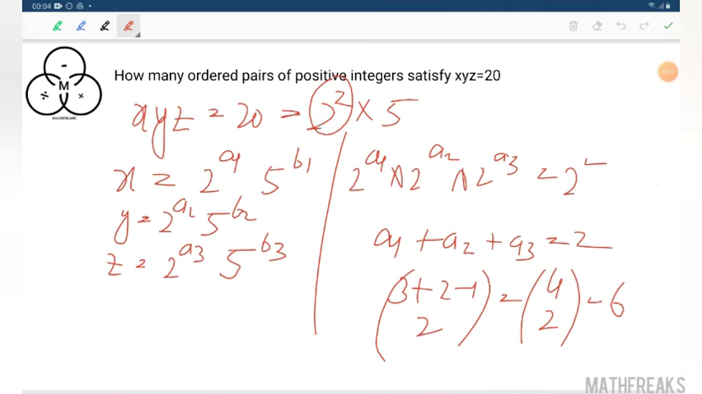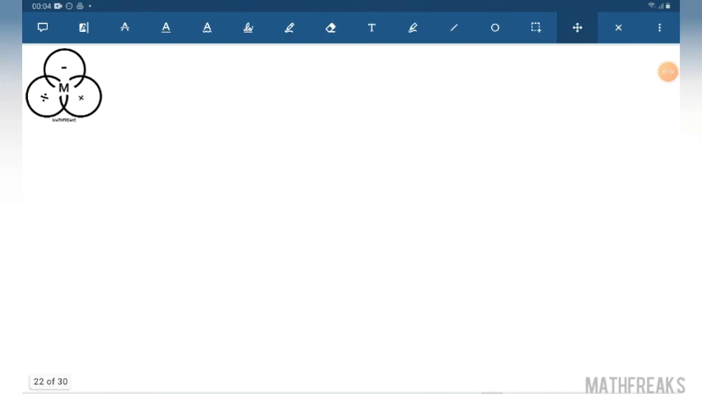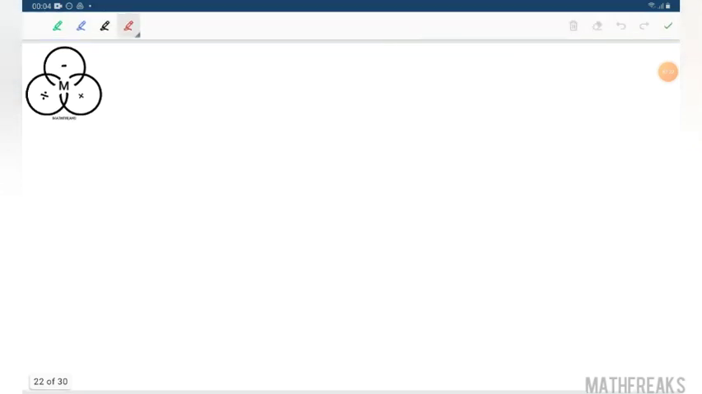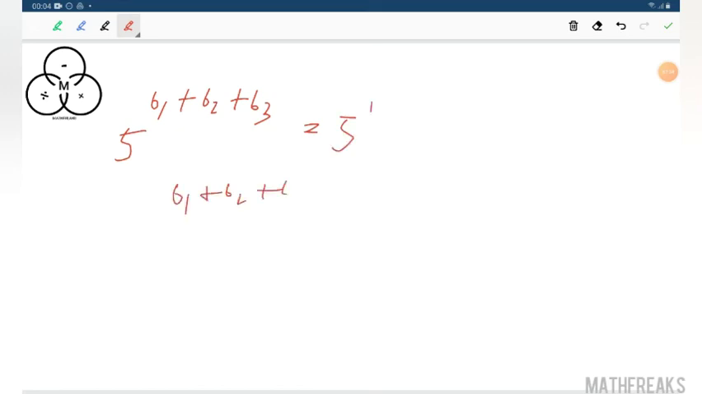So 6 cases we are getting. Now for 5, how many cases will we get? That is b1 plus b2 plus b3, 5 to the power 1. b1 plus b2 plus b3 equals 1. How many ordered pairs satisfy this? 3 choose 1, 3 ordered pairs.